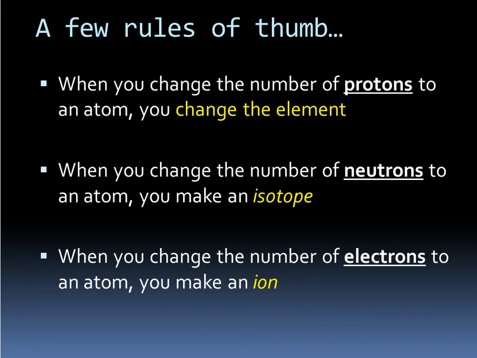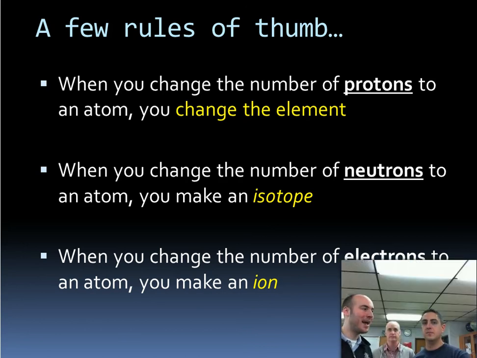Sounds good. So first of all, whenever you change the number of protons of an atom, you change the element. So let's say I have hydrogen. It has 1 proton, and you add a proton to it. You do not have hydrogen anymore. You have helium. Woohoo. And remember, when you change the number of neutrons of an atom, you make an isotope. You don't change the actual element.